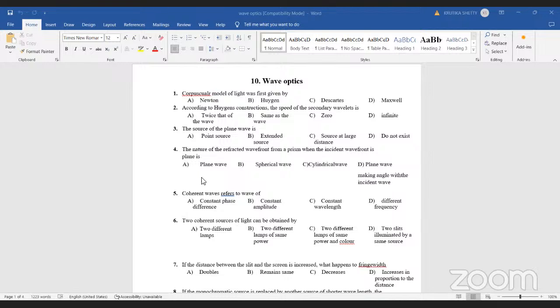Okay, go for the question number 3. The source of the plane wave is, very simple question. The source of the plane wave is point source, extended source, source of light do not exist.